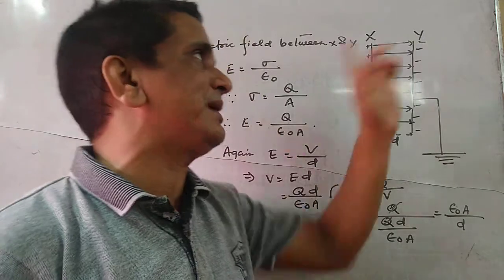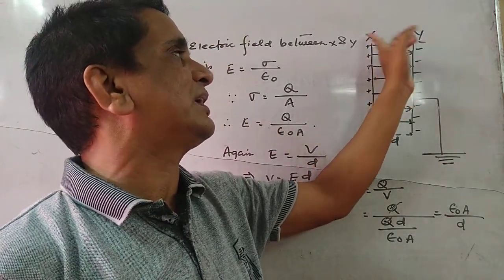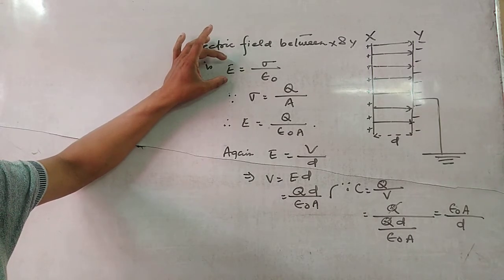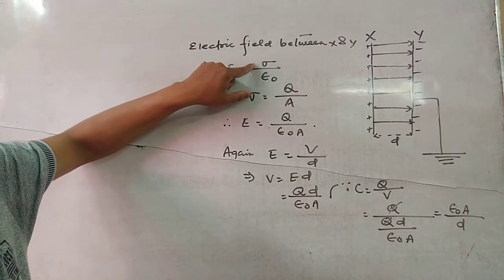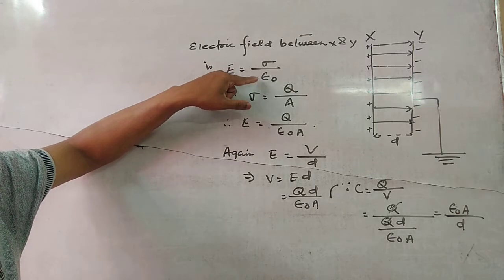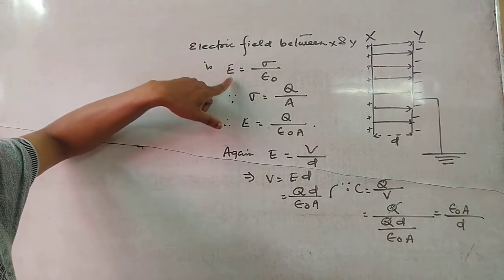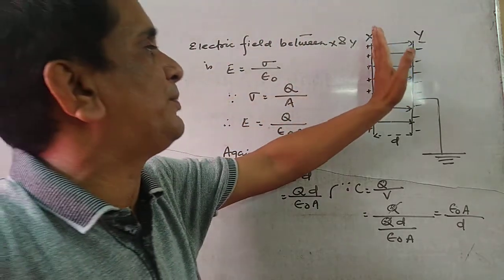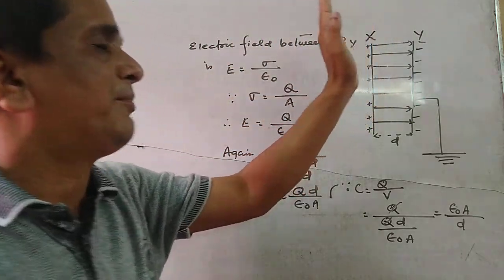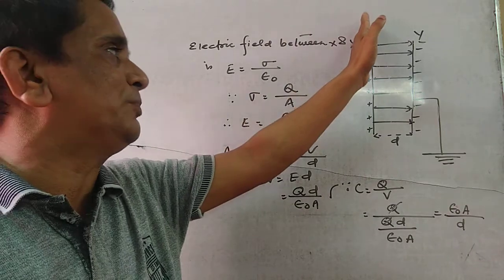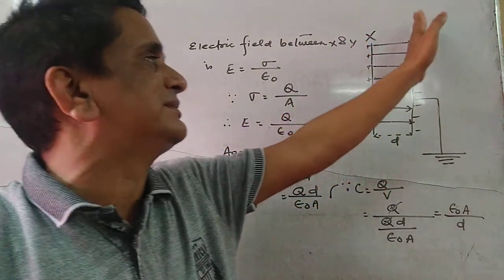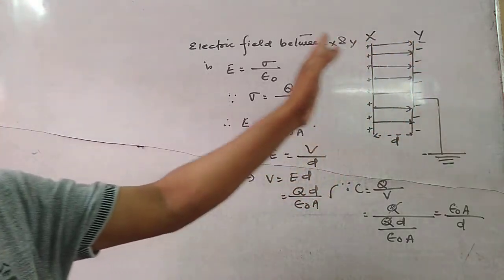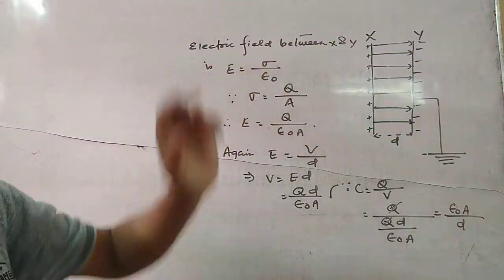If sigma is the charge density, and both plates have the same charge density, then the electric field between X and Y is E equal to sigma by epsilon naught. We have already derived this in the Gauss law chapter. Is it clear? If one plate is positive and another is negative, having the same charge density, then E equals sigma by epsilon naught.